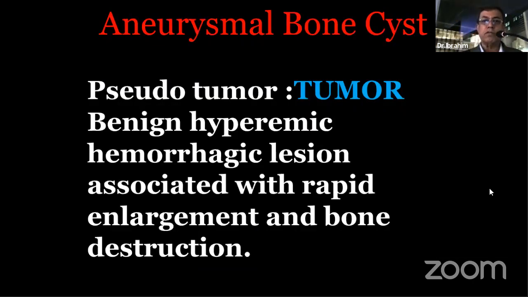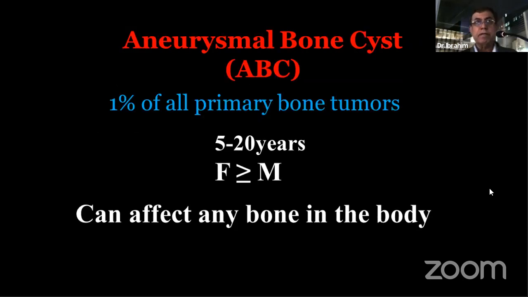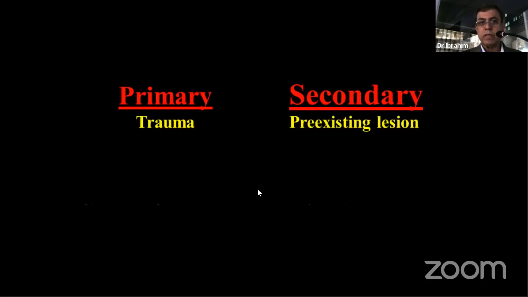Some people used to call it pseudotumor. Now it is accepted and recognized that it is a tumor. And the characteristic of this tumor is that it is associated with rapid enlargement and bone destruction. Rare, indeed, 1% of all primary bone tumors. Young age, I'm talking about 5 to 20 years. Rarely do you see it above 30. Almost equal between males and females. Maybe females are slightly more, and it can affect any bone in your body.